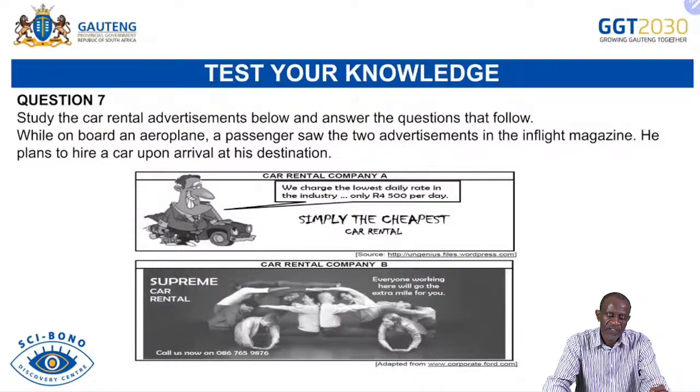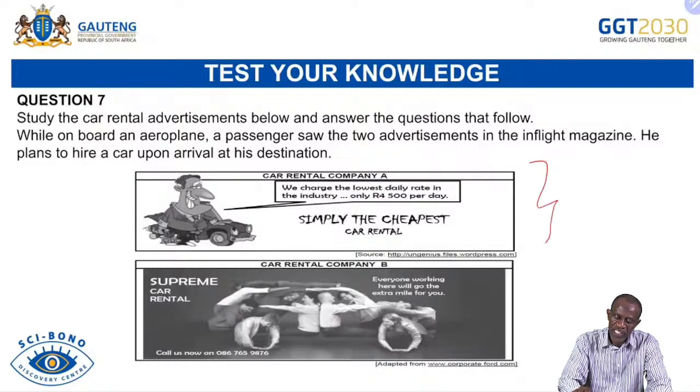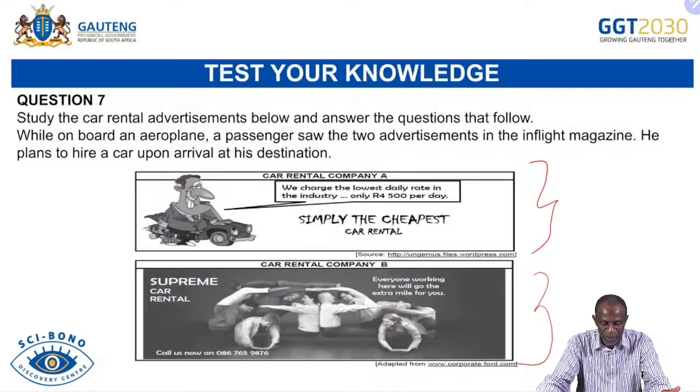So question 7, derived from one of the question papers, says: study the car rental advertisement below and answer the questions that follow. While on board an aeroplane, a passenger saw the 2 advertisements in the in-flight magazine. He plans to hire a car upon arrival at his destination. So these are the 2 advertisements that the extract relates to.